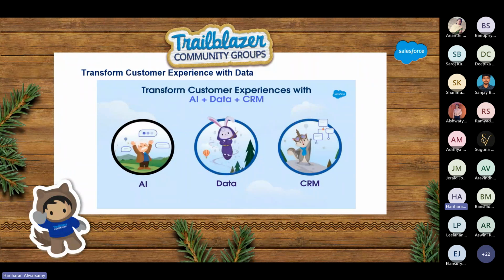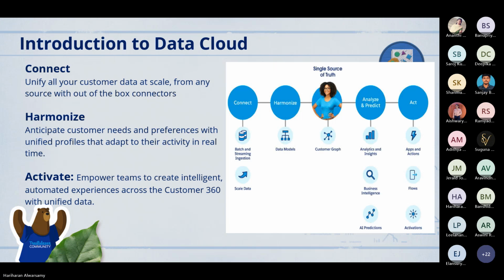As I said, these three types of data will be unified using data cloud. By combining AI, data cloud, and CRM, we can transform the customer experience with the unified data. So let's see the introduction to the data cloud. In data cloud, there are three main.